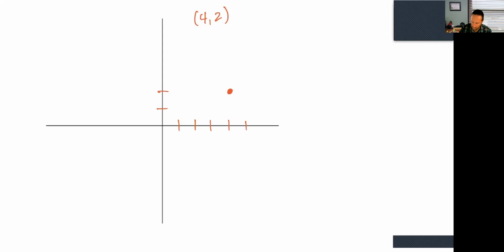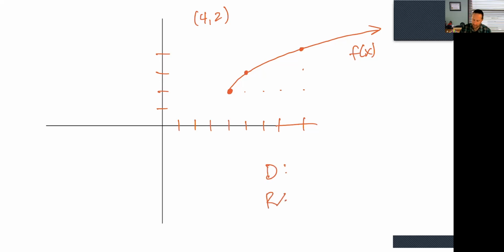So over 1, up 1, over 4, I know the square root of that is 2. And there's my graph. Now remember, that's my original function they called f of x. So should you be able to give me the domain and range of that original function?